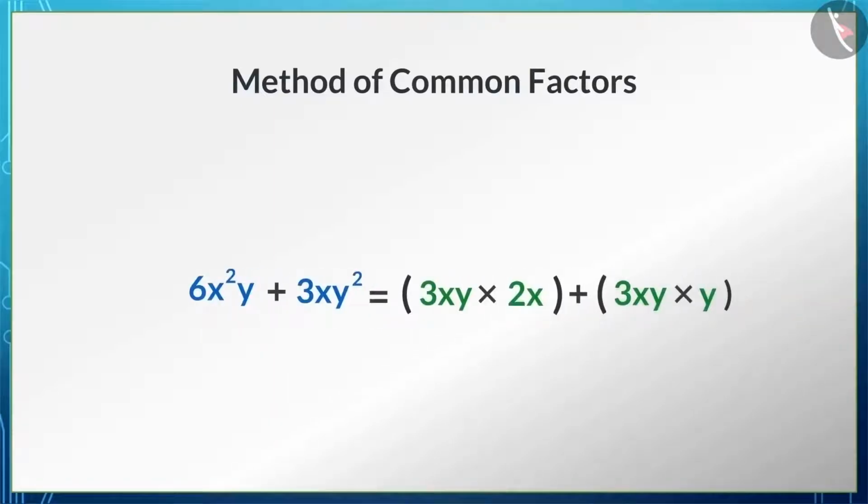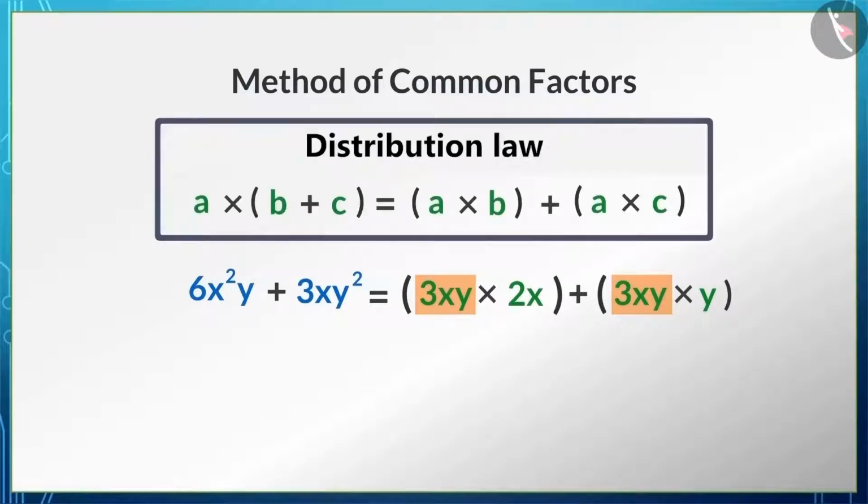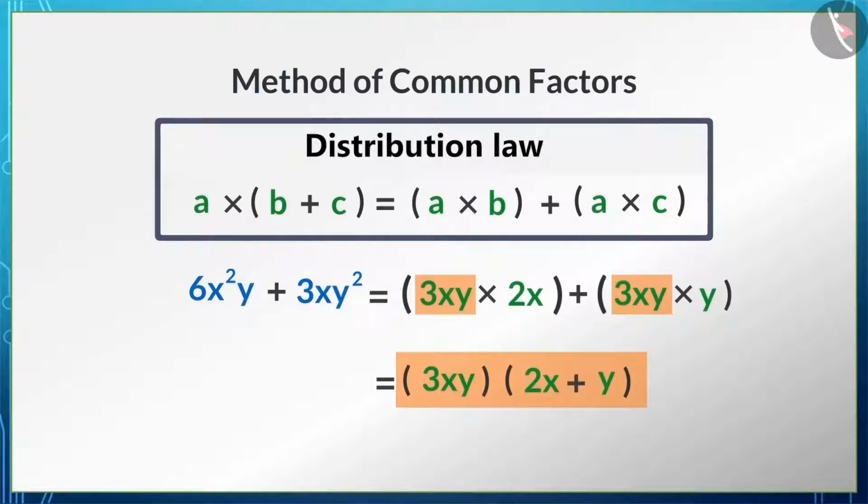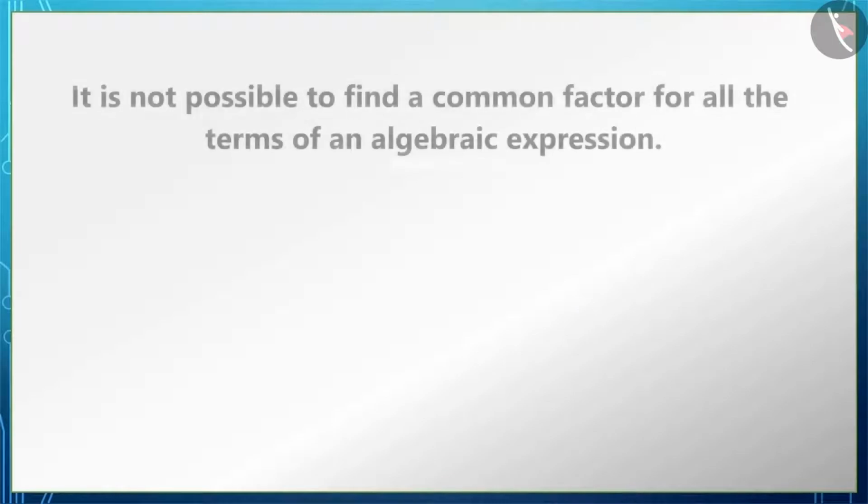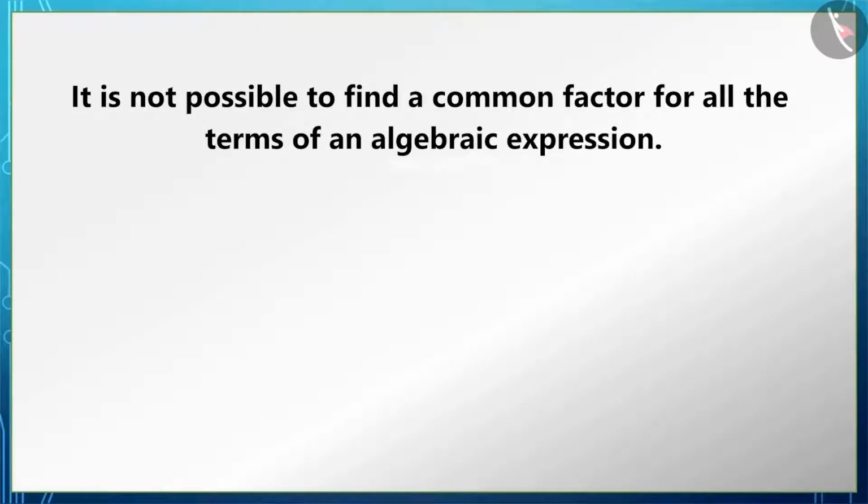We can see that 3xy is the common factor. So now we can write 3xy times (2x plus y) using the distribution law. 3xy times (2x plus y) is the factor of the given algebraic expression. Wasn't that easy? But we see that it is not possible to find a common factor for all the terms of an algebraic expression. Look at this algebraic expression.